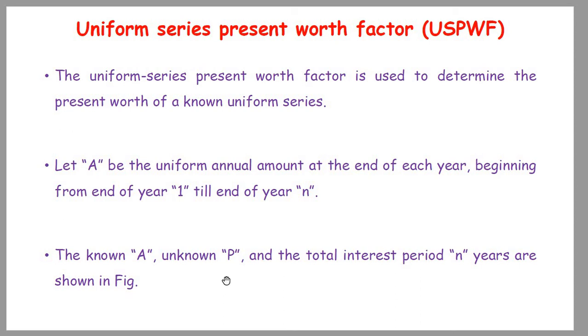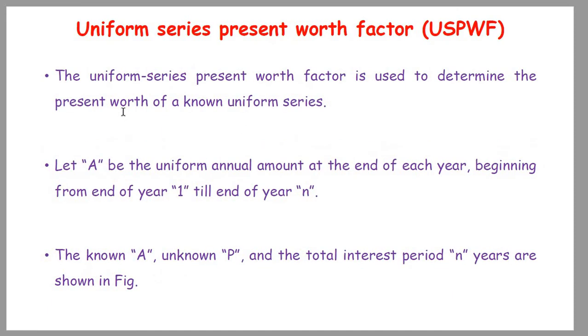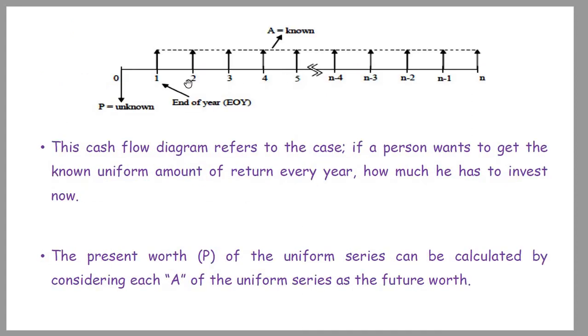Or I can say that the present worth I don't know, and I know the total interest period, which you can consider 10 years, 20 years, 15 years, along with the interest rate, that is 10% per year, 5% per year, 20% per year, right? We know this. So here what we are going to calculate: if I invest a certain amount P, that is the initial amount, or we can also call this the present worth, how much amount can be generated at the end of 10 years.